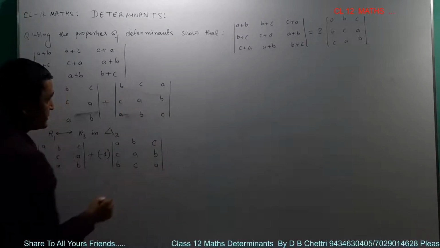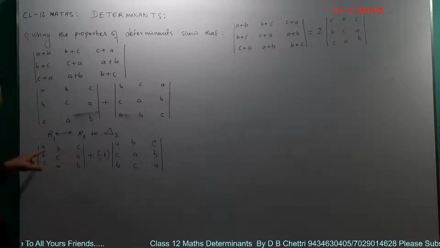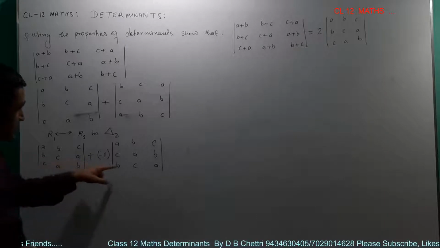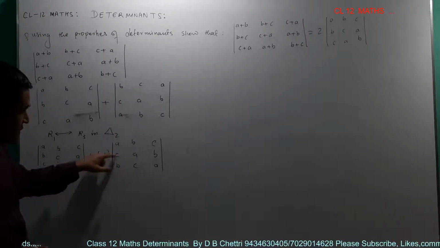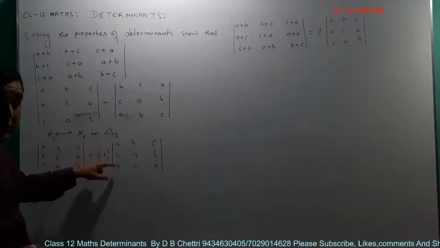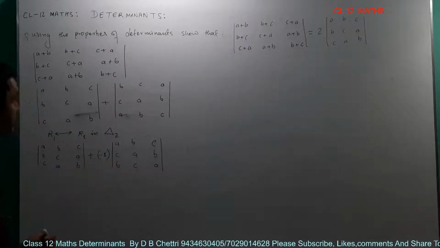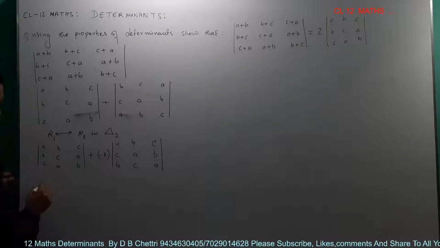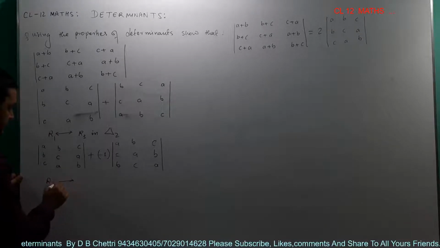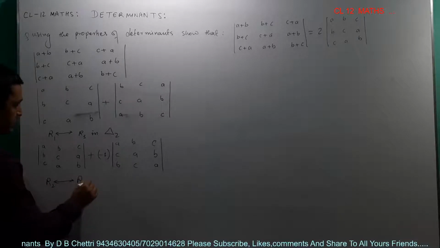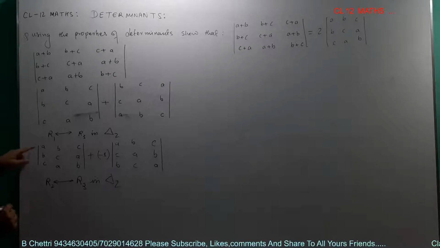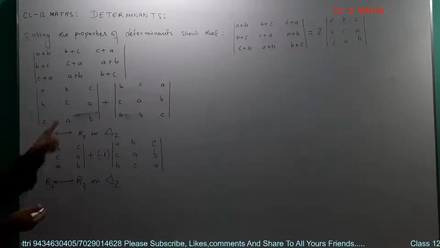Now let's check the right hand side. Is it the same? No. A, B, C, the first line is the same. The second line, B, C, A, we need. That means again we need to exchange these two, R2 and R3. Let's exchange this one, R2 exchange with R3 in the second determinant. Now the first determinant is the same because it is the same as the right hand side.